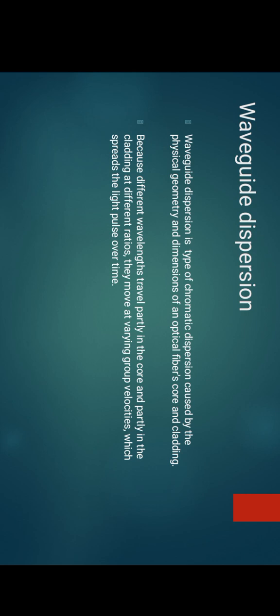Waveguide dispersion occurs when a single mode fiber only confines about 80% of the optical power to the core. Dispersion arises from the 20% of the light propagating in the cladding, which travels faster than the light confined to the core. The amount of waveguide dispersion depends on the fiber design.